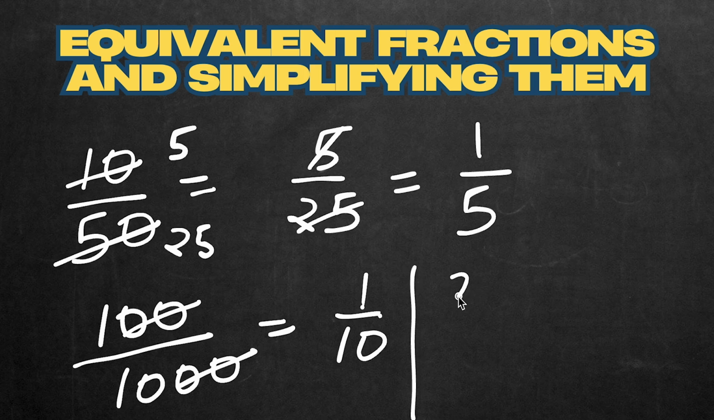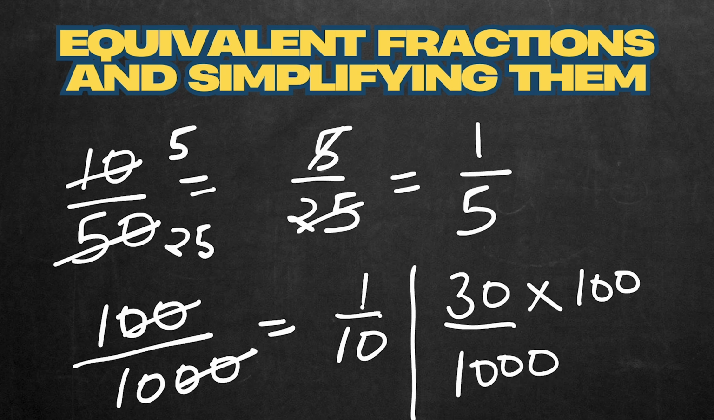So for example, if I had 30 times 100 over 1000, what do you think I will do? How many zeros do you see here at the top? 3. How many at the bottom? Also 3. Let's try. So this 0 will cancel this one, this 0 will cancel this one, and there is still 1 zero left which can cancel this one. 3 times 1 will be 3. So you can strike off zeros like this.